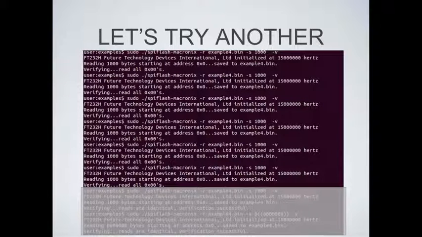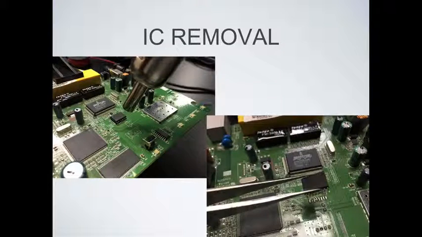We kept getting all zeros, and then we added the USB Reg power supply. That didn't help at all. Again, we were still reading nothing. So in this case, what you have to do is just remove the chip from the board itself.